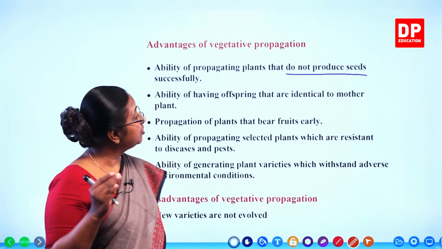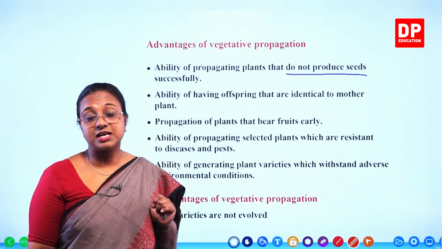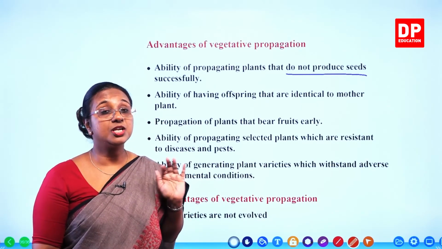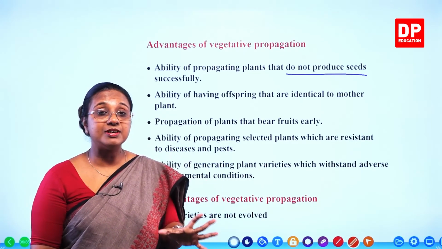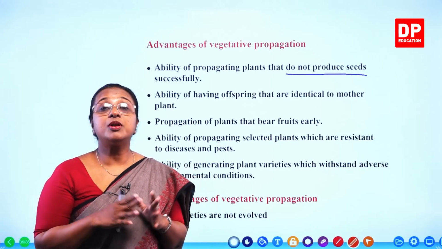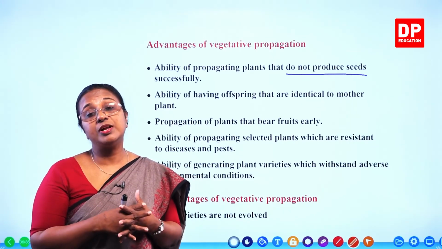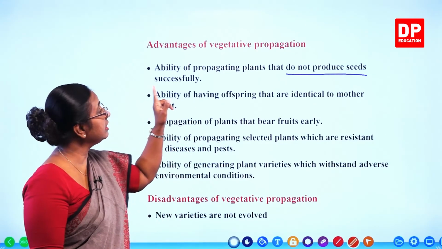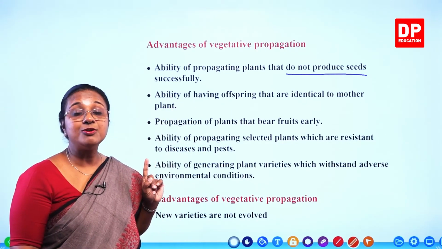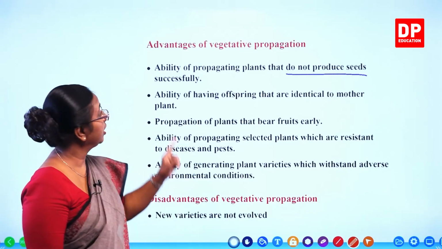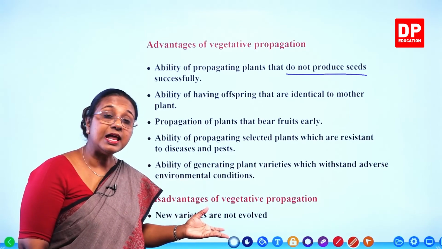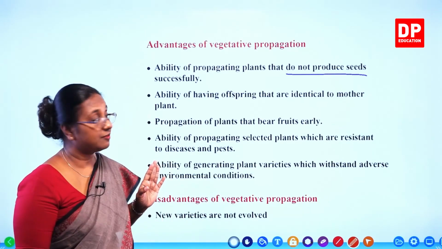These plants that do not produce seeds successfully cannot have sexual reproduction successfully, because you all know flowers and seeds are the important parts of the sexual reproduction. So, if plants do not produce seeds successfully, then they cannot carry out sexual reproduction successfully. So, they need vegetative propagation. It can be natural or it can be artificial.